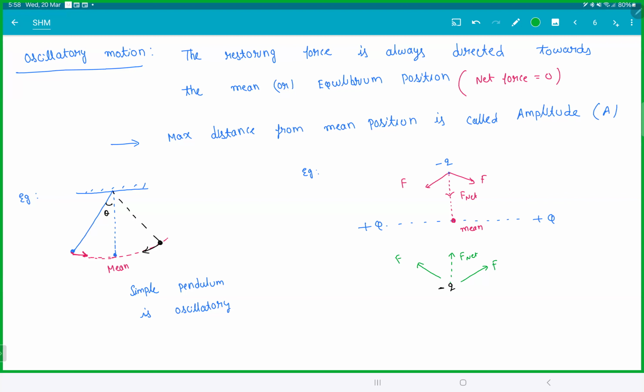F net will be again towards the mean position. Correct? So if you see, this minus Q charge will oscillate along the perpendicular bisector. So plus Q is fixed. This plus Q is fixed. So this minus Q charge oscillates along the perpendicular bisector, which will always try to come back to the center position. So this is also an oscillatory motion. Getting it? So the force should be always towards the mean position or equilibrium position. Making sense?